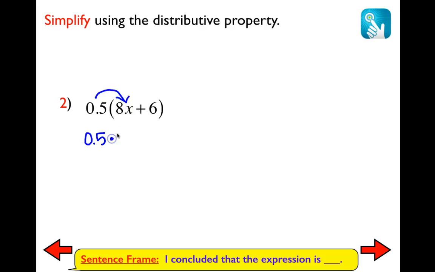times 8x. And then here you're going to distribute a positive times a positive. So that's going to be plus 5/10 times 6. I'm going to write that down. And notice I keep changing it to this dot instead of an x, because if I showed the multiplication sign using this, it might look like the variable x instead of multiplication.